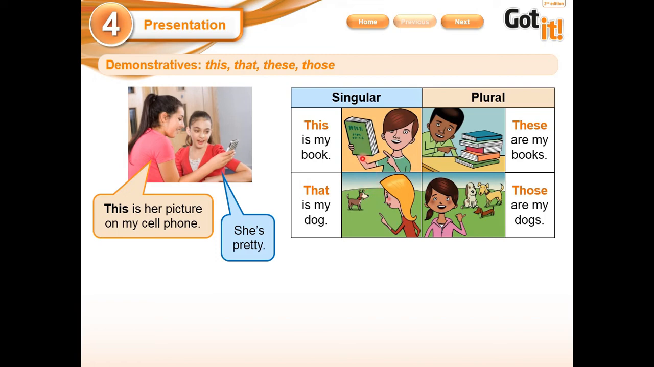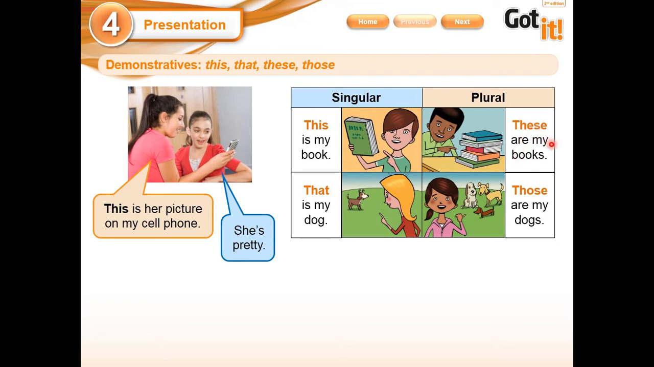This, most of the time we use for near situations. And here, it's far. When the noun that you are talking about is far, you have to use that. When the noun you are talking about is really near, you must use this. Si el sustantivo al que te estás refiriendo está muy lejos, pues tienes que usar that. Y si está cerca, this. Obviamente en singular.